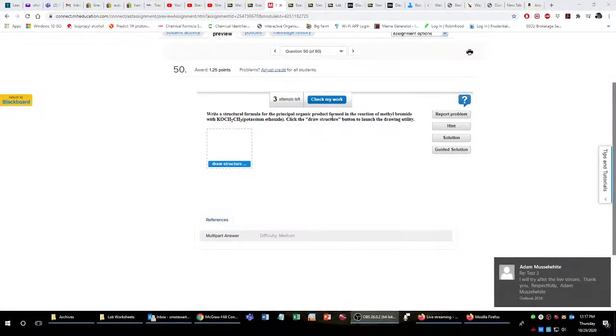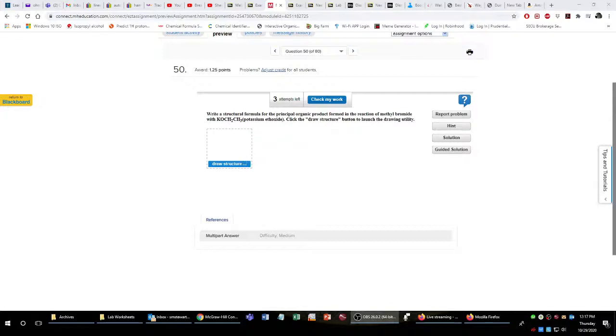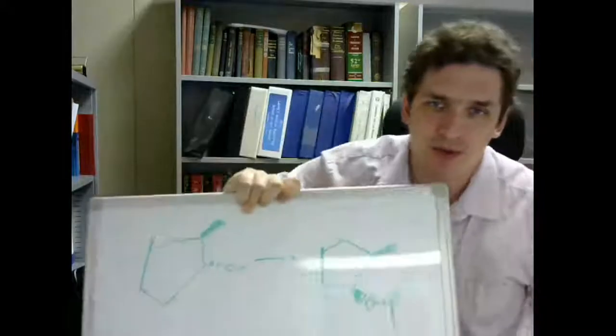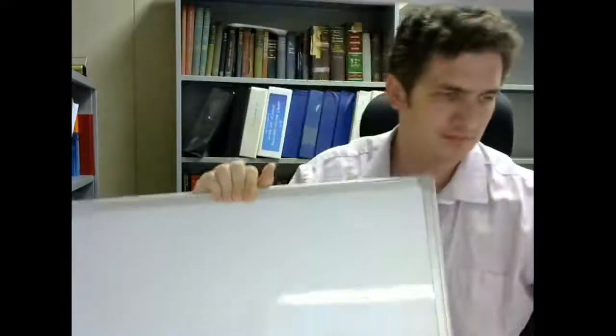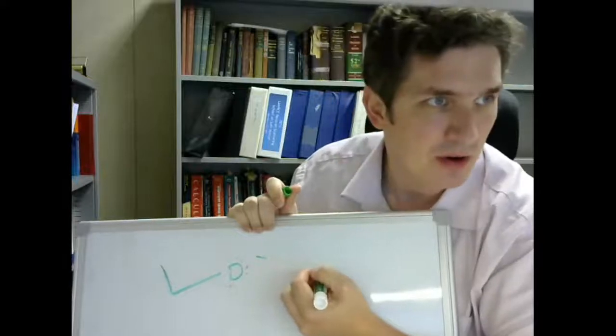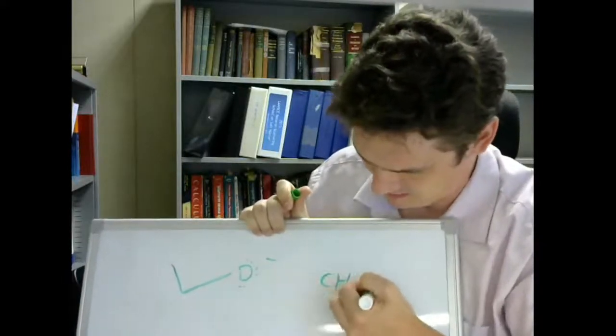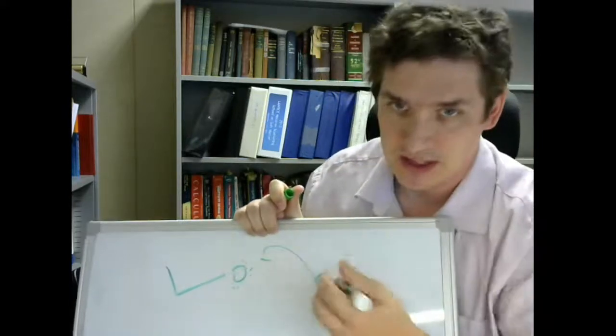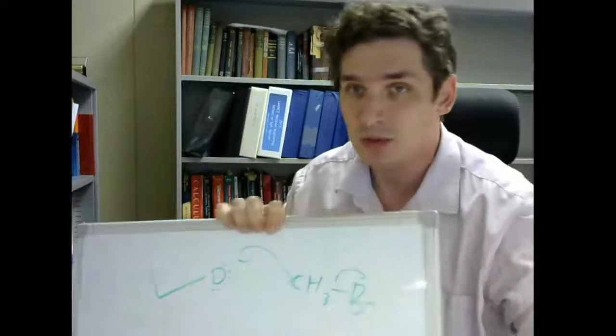This is also an ether problem. For question 50, what's the structural formula of the principal organic product formed in the reaction of methyl bromide with potassium ethoxide? So, what's going on in this reaction? We have nucleophilic substitution. We have our potassium ethoxide and our methyl bromide. What's going to happen is our ethoxide is going to attack our carbon, and the bromide is going to be displaced, and we're going to end up with an ether when we're done.